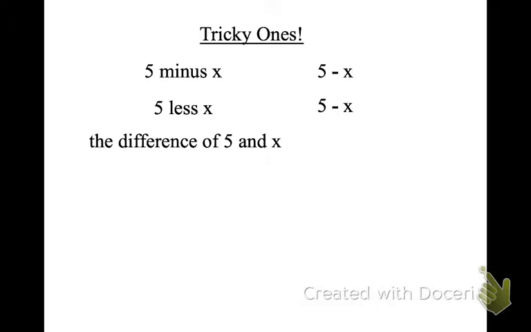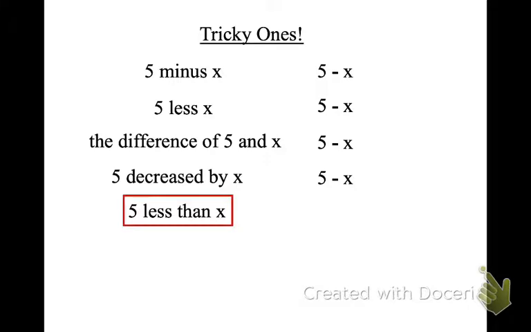All right, the next one is 5 decreased by x. What am I going to write? Somebody I haven't heard from. Shivam. 5 minus x. 5 decreased by x, yes. 5 minus x. And then we'll have 5 less than x.